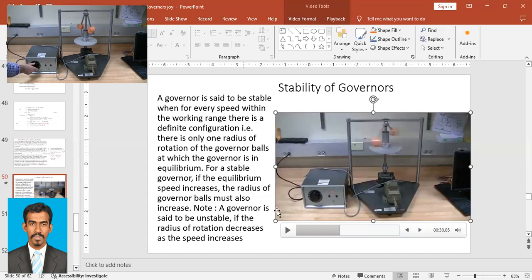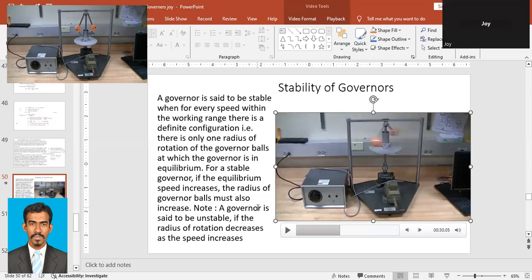So we know if the speed increases, the lift should go up and the radius should increase. If it happens the other way around, when the speed increases, the radius decreases, or when the speed decreases, the radius increases, such circumstances are considered unstable. You see here, when the speed increases, the radius increases. When the speed decreases, the radius decreases. So this is a stable situation. Anything else other than this is an instability.